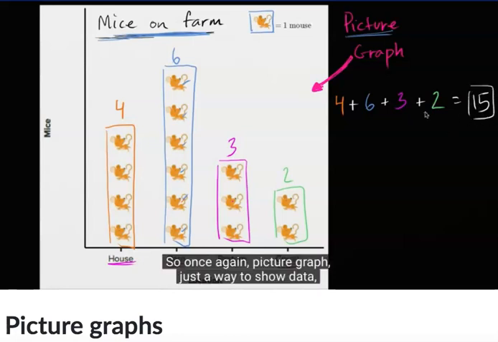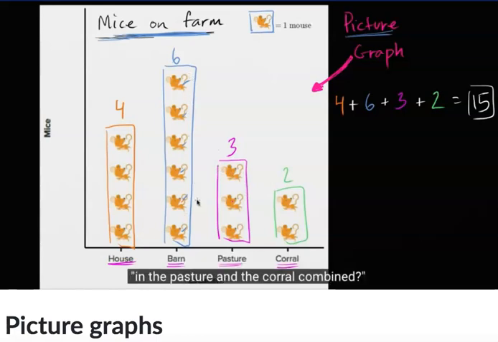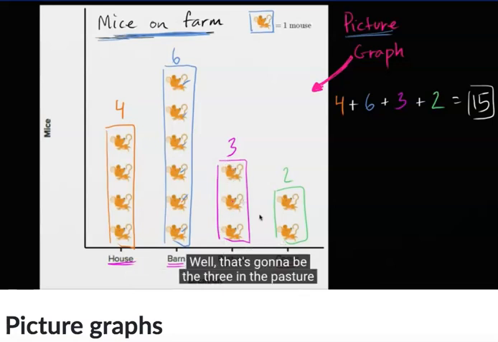So once again, picture graph. Just a way to show data, to show information. This tells us how many mice are in each part of the farm. Someone said, how many mice in the barn? You say, okay, well, there's 6 mice. If someone says, how many mice are in the pasture and the corral combined? Well, that's going to be the 3 in the pasture plus the 2 in the corral, or 5.